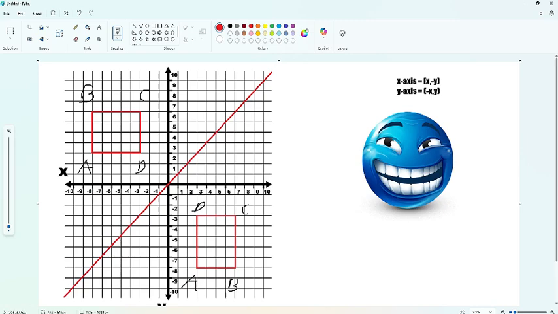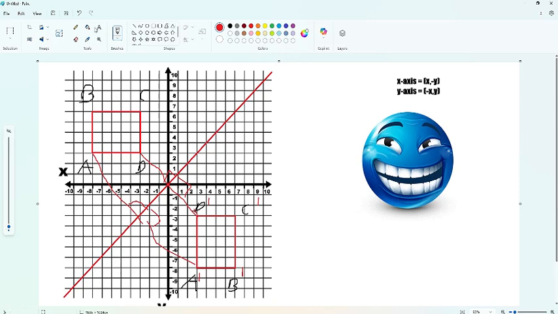Negative 8, 3 turns into 3, negative 8 for A prime, D prime, C prime, B prime. You can see this line is perpendicular to this, and oh, you can see it now. And that's how you can find that.